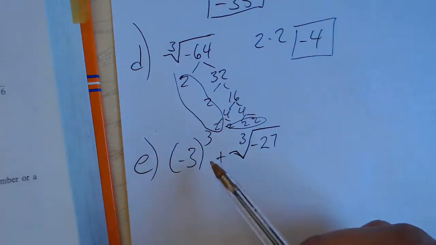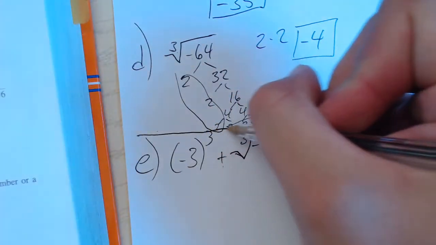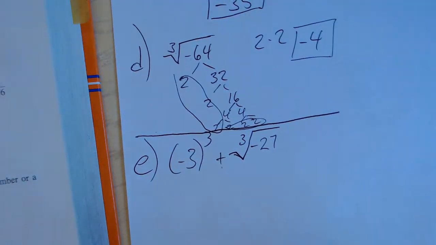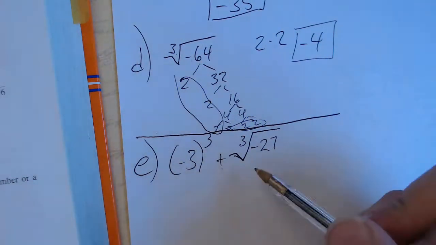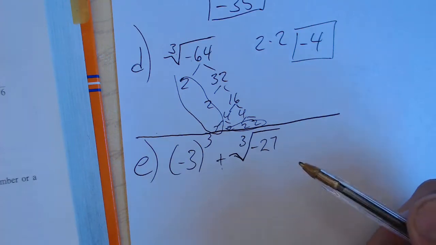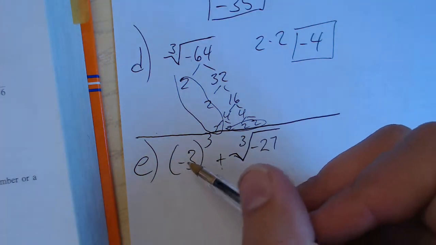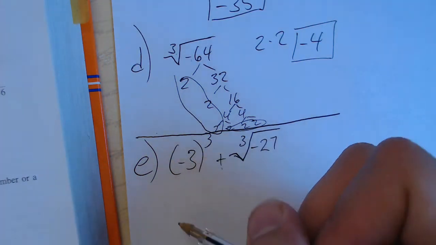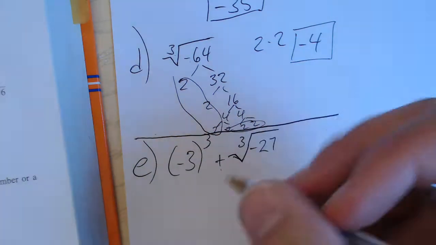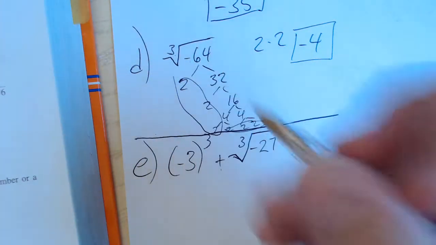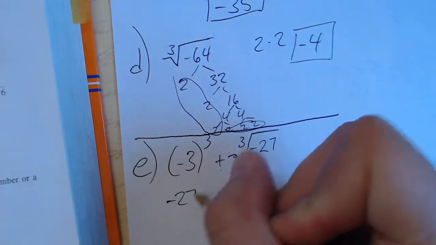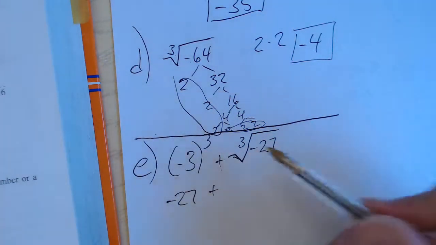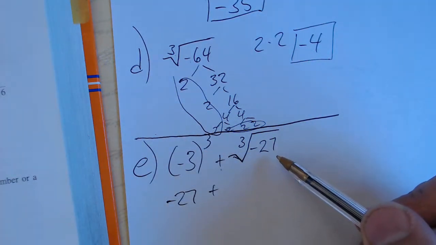Let's go on to E. So we'll draw a line kind of dividing this problem. So we have negative 3 cubed plus the cube root of negative 27. So let's start with negative 3 cubed. The negative is included in the parentheses, so negative 3 times negative 3 gives us positive 9. Positive 9 times negative 3 gives us negative 27. And then we have to add the cubed root of negative 27.